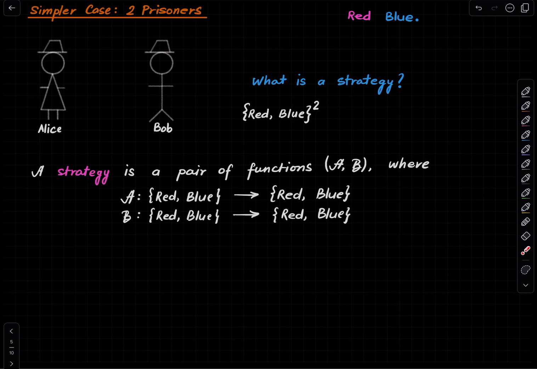And as you can see, there are only finitely many strategies. In fact, there are only 16 possible strategies. There are only 16 such possible pairs of functions. And if you iterate over all of them, you will eventually land on a winning strategy, meaning a strategy which guarantees the survival of both Alice and Bob.